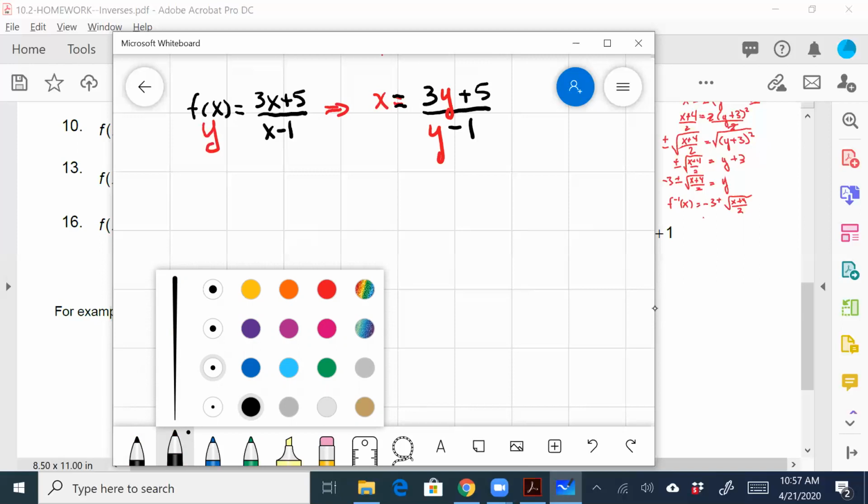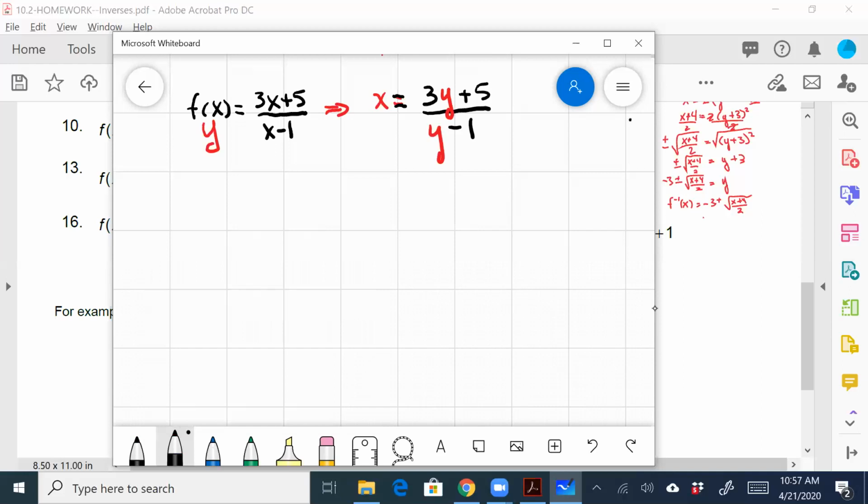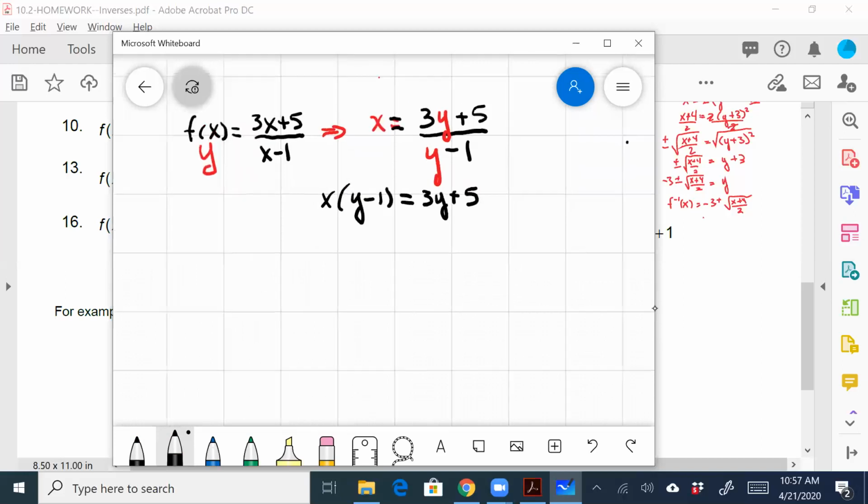So since this equation is being divided by y minus 1, I'm going to multiply both sides by y minus 1. x times y minus 1 equals 3y plus 5. Do you understand what I did there? Then I take x times y, be xy, and x times minus 1 would be minus x. So just distribute the x there, equals 3y plus 5.